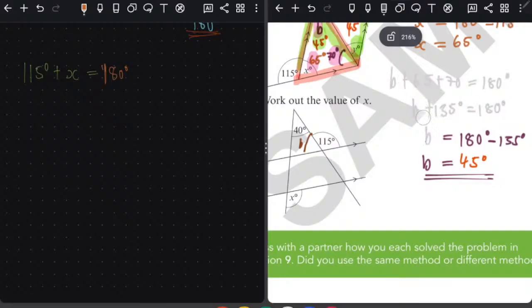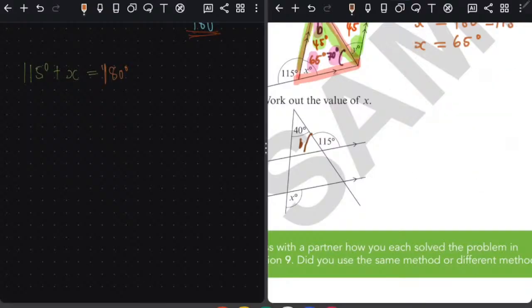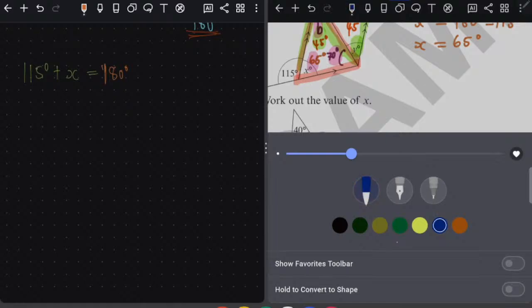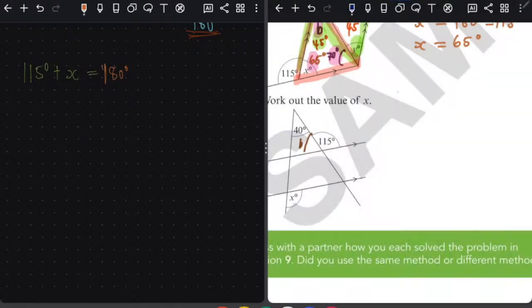Why? Don't just say 180 minus. What is the first thing you write? I want my steps. I don't want yours. What is the first thing you write?